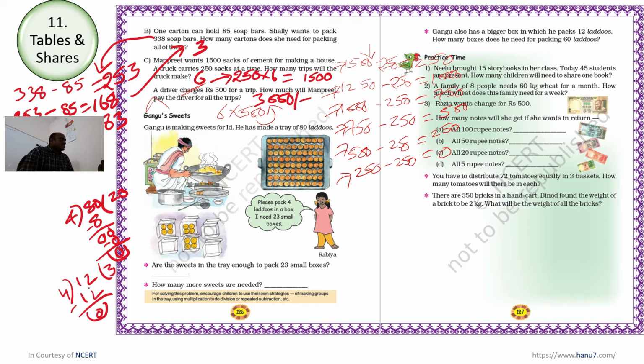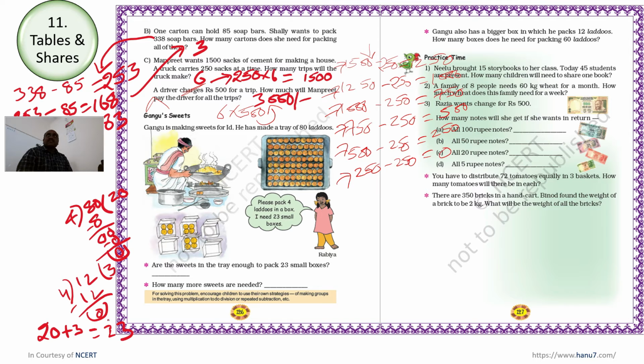Okay, but if you add 3 more to that, 4, 12. So how many laddus do you require more here? In this case, you don't know how many laddus you require more, but how many boxes you want, you know. So take 3 here. We know 4 into 3 is 12. So the number of boxes will be 20 plus 3, is equal to 23.